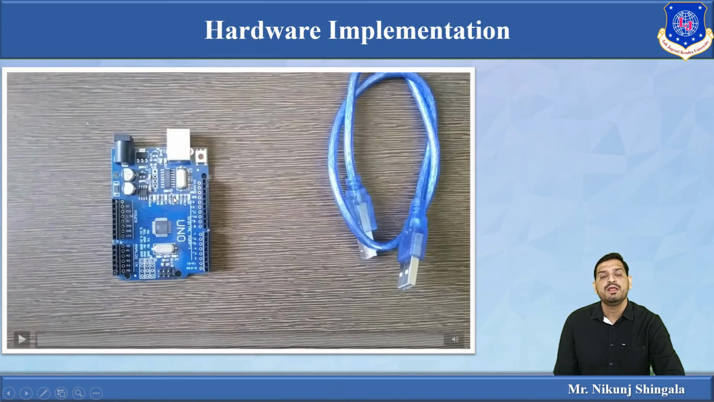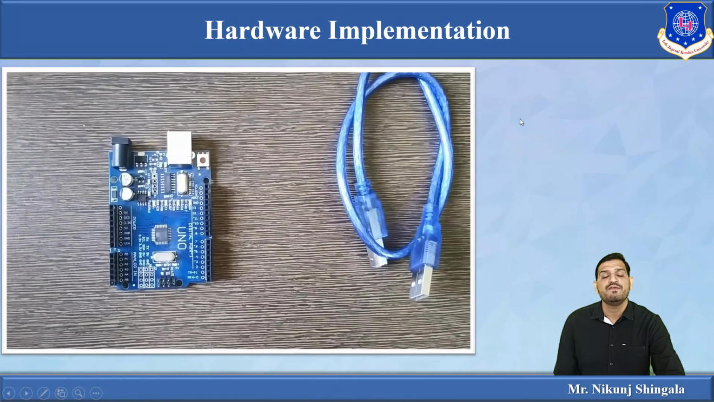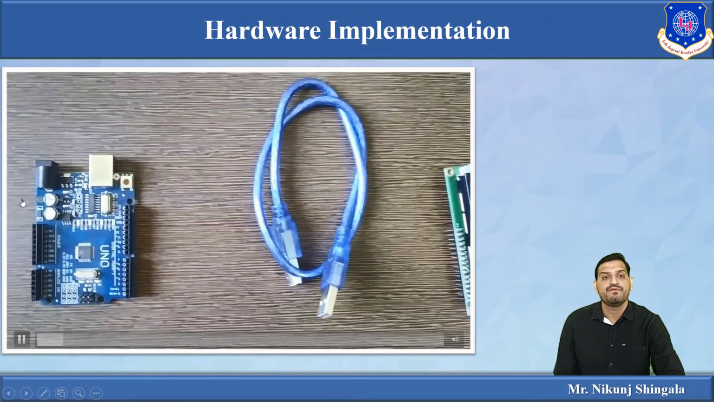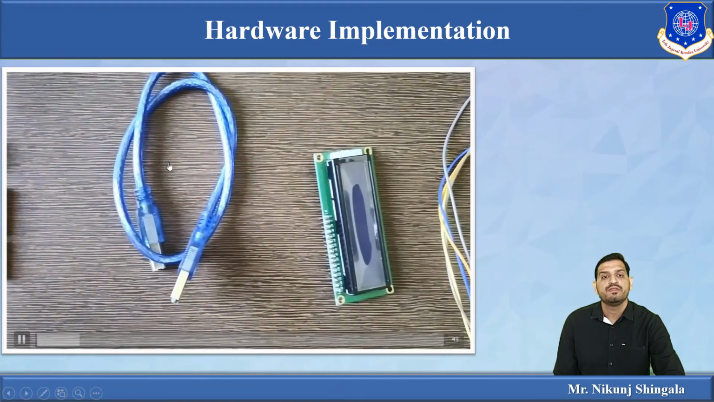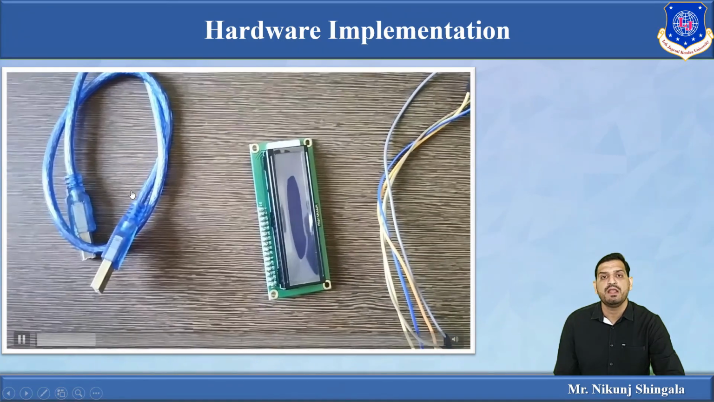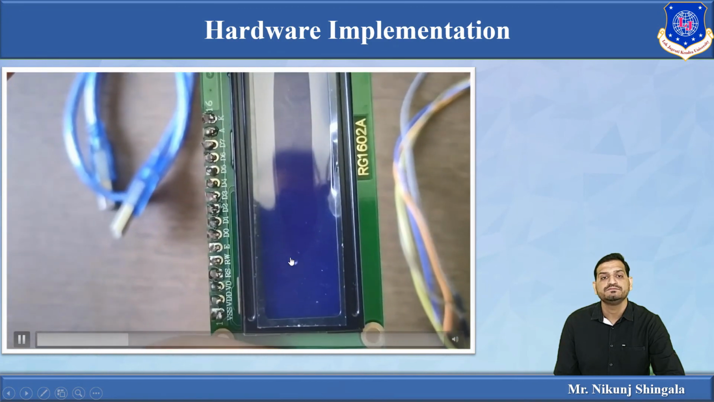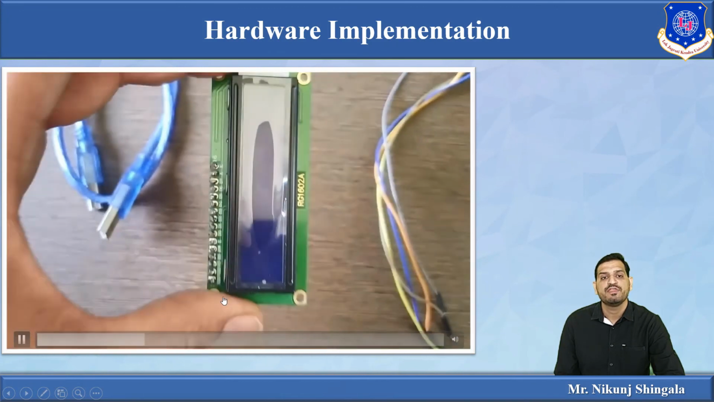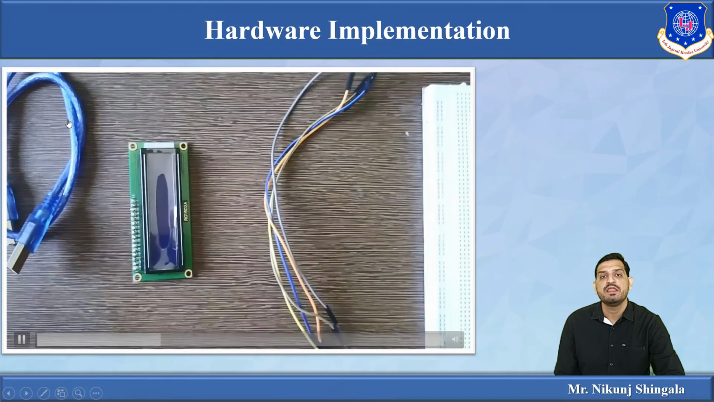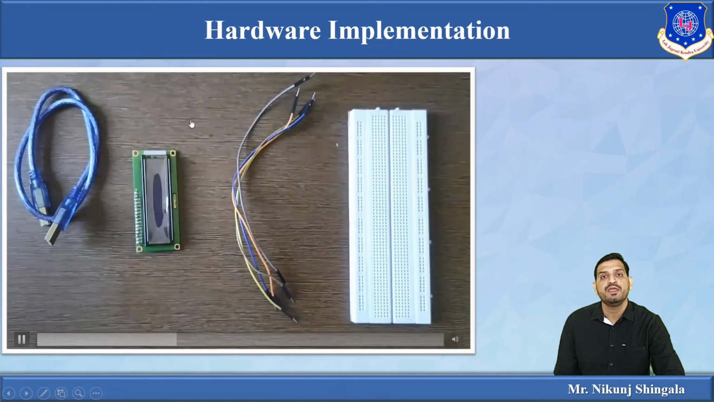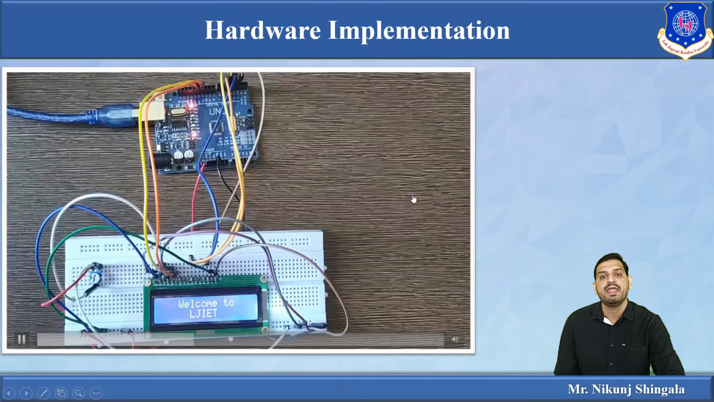Now let us see the hardware implementation video. Let us first see which components I have used. First one is the Arduino board. Then this is the cable for uploading the code, and this is a 16x2 LCD, whose pins are numbered from 1 to 16. A jumper wire and a breadboard are also there.